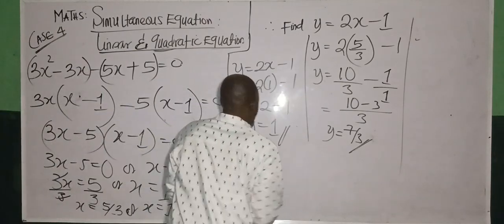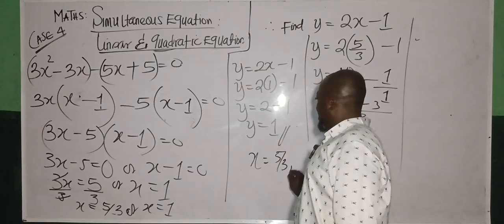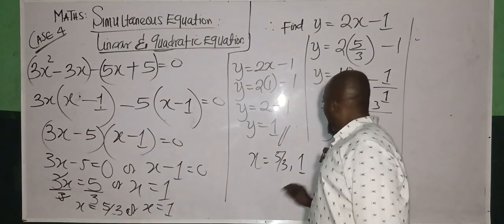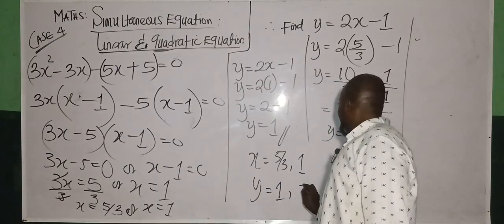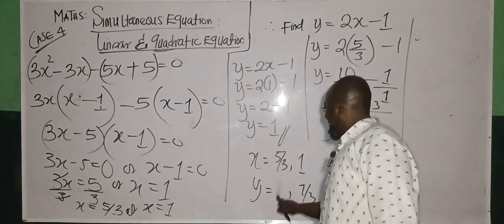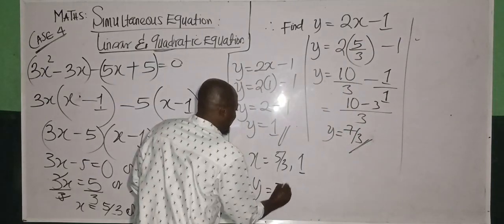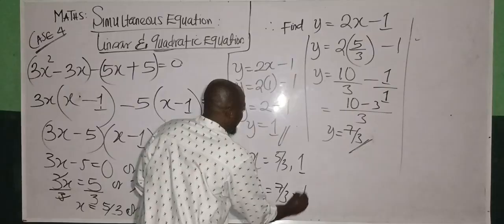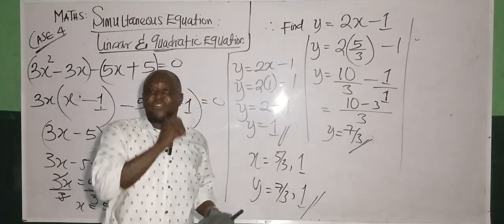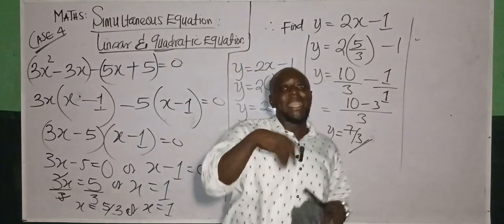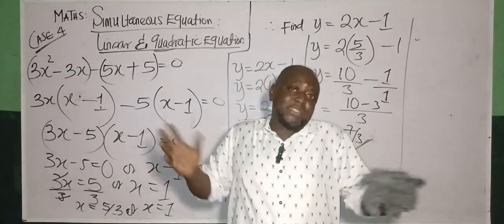So I have the values of x and the values of y here. We can now bring them together if you like. So we say x therefore becomes 5 over 3, 1, and y becomes 7 over 3, 1. So these are the values of x and y. Don't forget, if you get the value of x to be 5 over 3, you get the value of y to be 7 over 3. If you get the value of x to be 1, you get the value of y to be 1. So that's how it works.